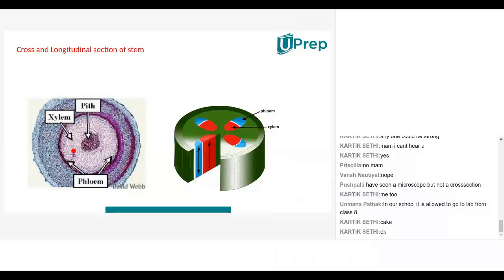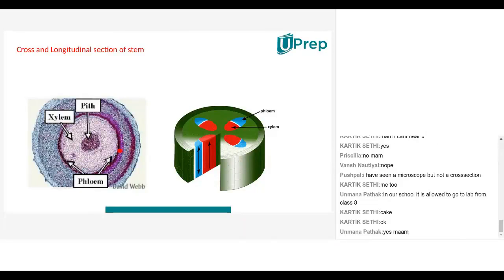She was asking what this portion is called. Am I right, Unmana? I think that's the cambium, right? These are all cells, and most of the stem cells are in that region. But when we are discussing nutrition in plants, let's just stick to xylem. We will discuss phloem and pith in the upcoming classes when we need to.